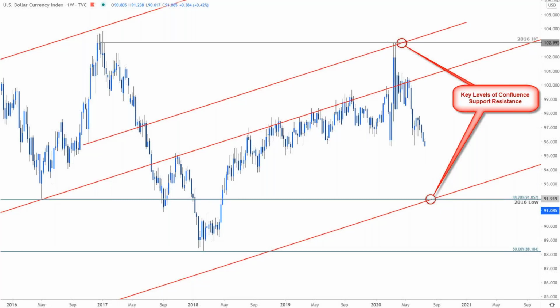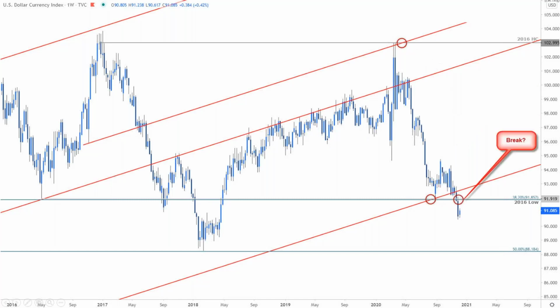And so all year long, we were talking about, listen, 91.91 gives out. This is pretty problematic for the DXY. Well, it came into September of last year, strong rebound before finally breaking down into the close of last year. So what do we do now?